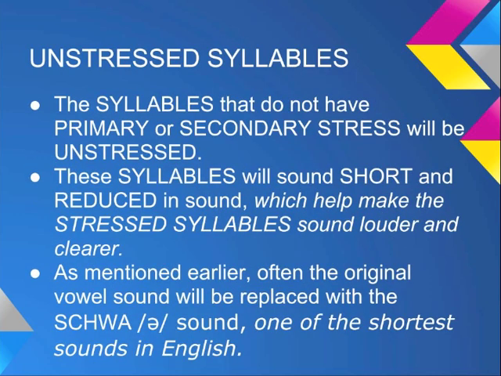Finally, as we discussed before, there will also be unstressed syllables. The syllables that do not have primary or secondary stress will generally be unstressed. These syllables will sound short and reduced in sound, which helps make the stressed syllables sound louder and clearer. As mentioned earlier, often the original vowel sound will be replaced with the schwa sound, one of the shortest sounds in English.